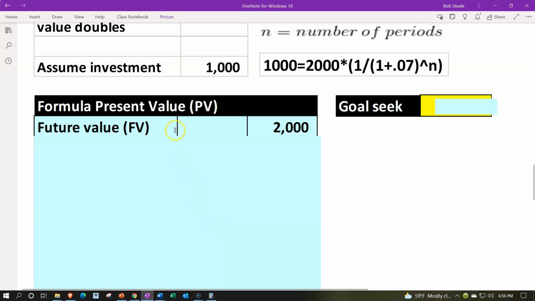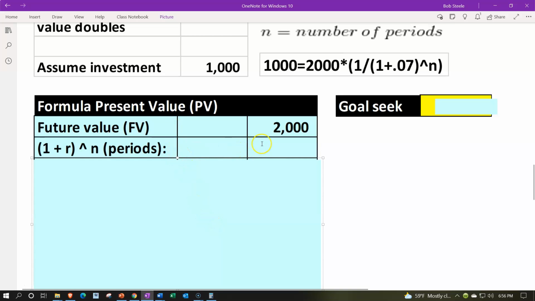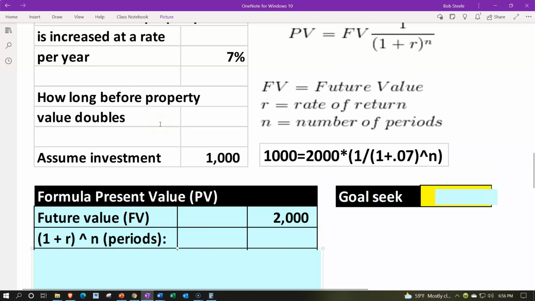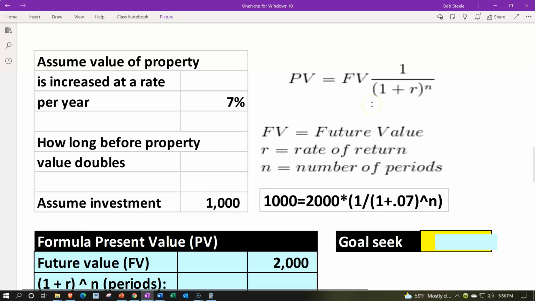So we're going to take the future value. That's going to be the outer column. That's the numerator. That's the 2,000, because that's where we're going to end up, which is doubling the 1,000 investment. And then we're going to take the denominator here, which is 1 plus r to the n.